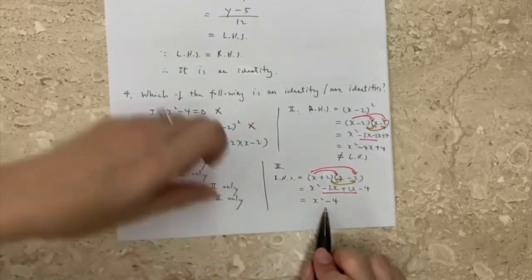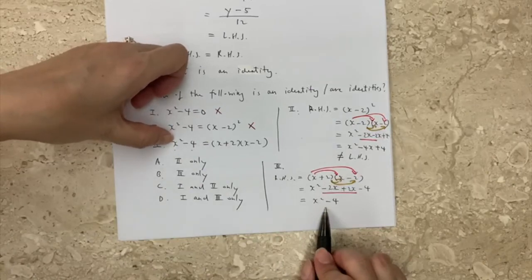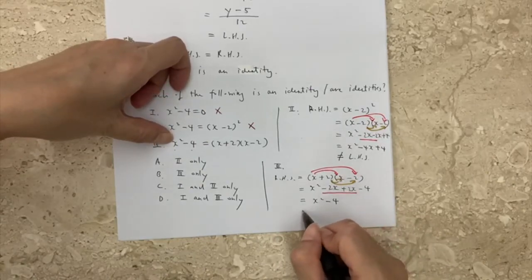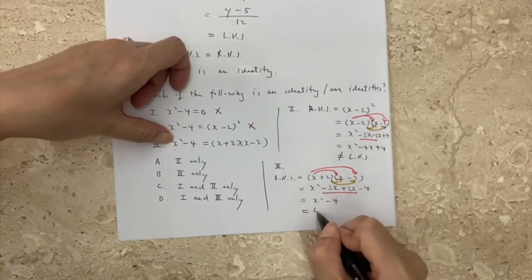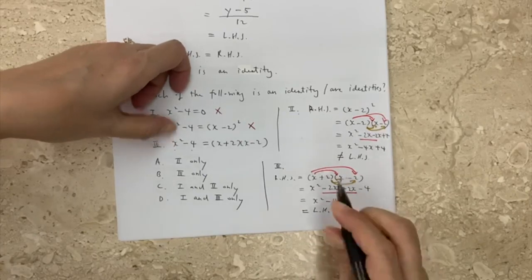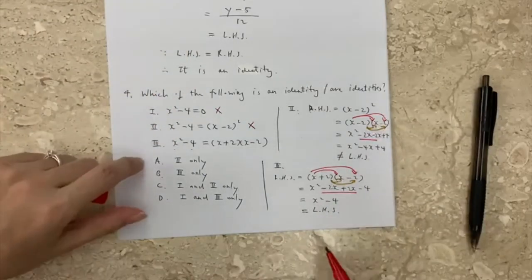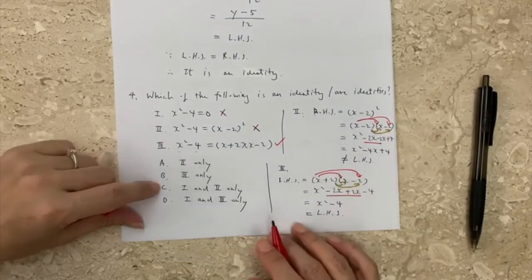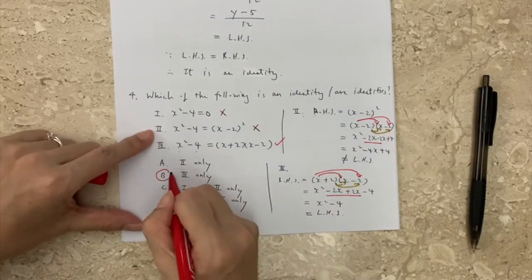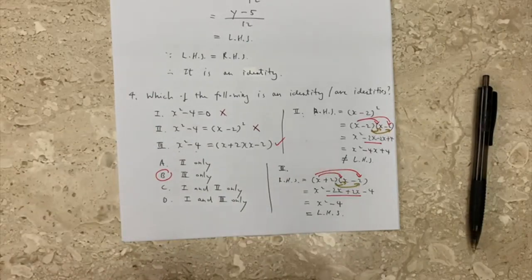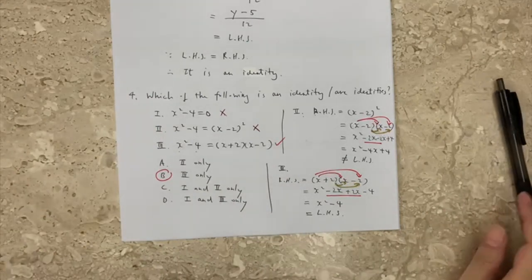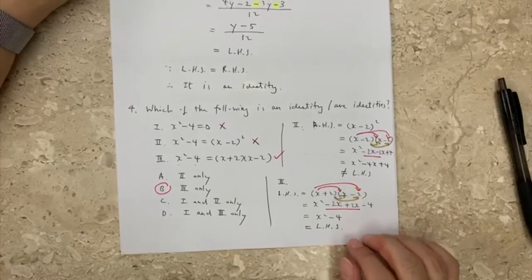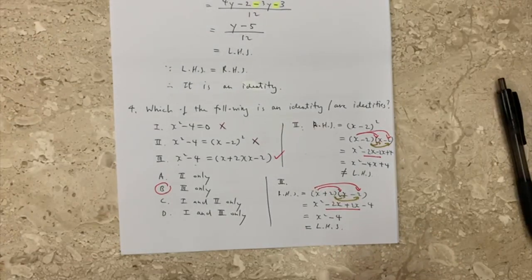Let's check the left hand side. The left hand side is also x squared minus 4, which is the same as the right hand side. So what about part 3? Yes, this is an identity, so the answer to this MC question will be B. All right, so this is how we prove whether an equation is an identity or not an identity. So thank you for watching my video. See you next time. Bye bye.